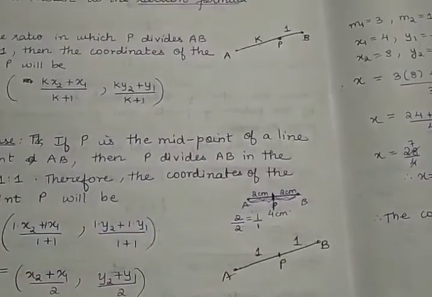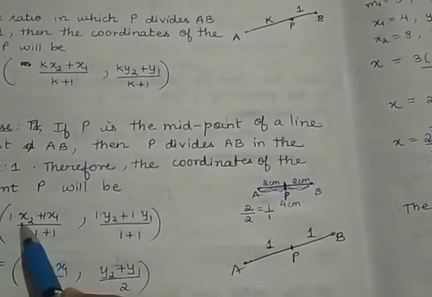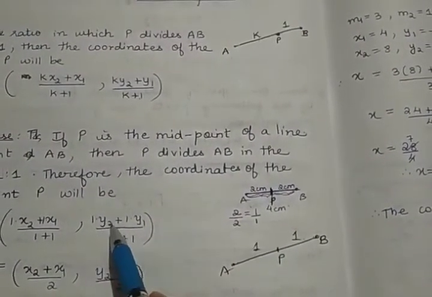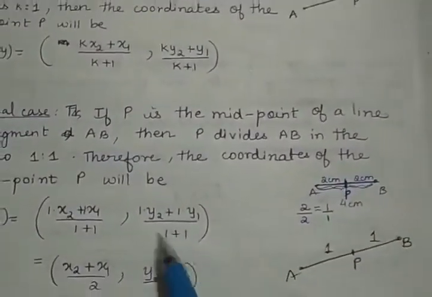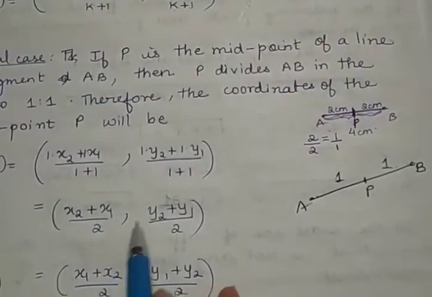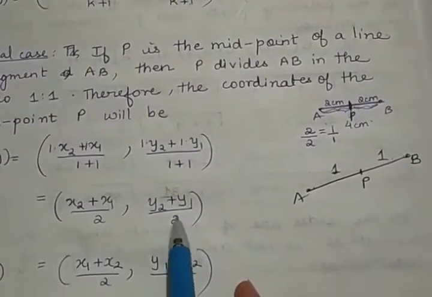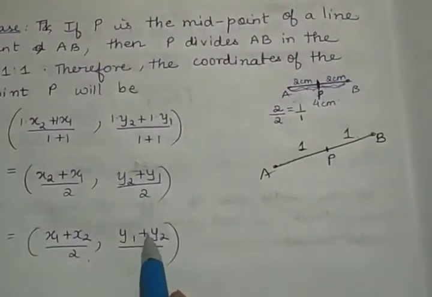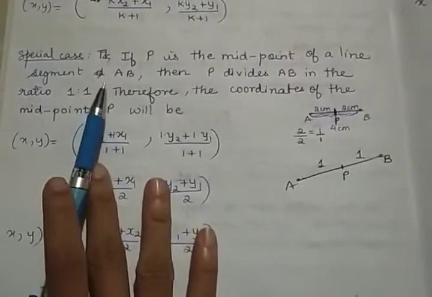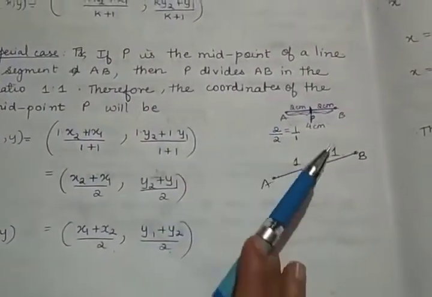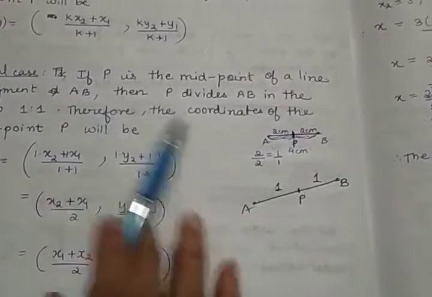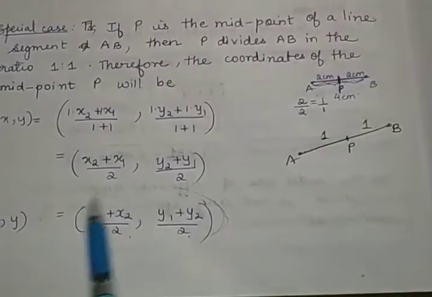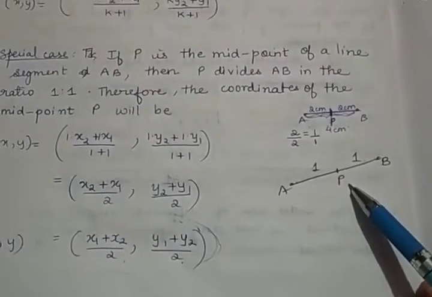Therefore, the coordinates of the midpoint will be (1 into x2 + 1 into x1) upon (1 + 1), and (1 into y2 + 1 into y1) upon (1 + 1). So you get (x2 + x1) upon 2 and (y2 + y1) upon 2. This I can also write as (x1 + x2) upon 2 and (y1 + y2) upon 2. So if the question mentions that P is the midpoint of the line segment and you are asked to find the coordinates of P, you can directly use this formula. This is the section formula if P is the midpoint.